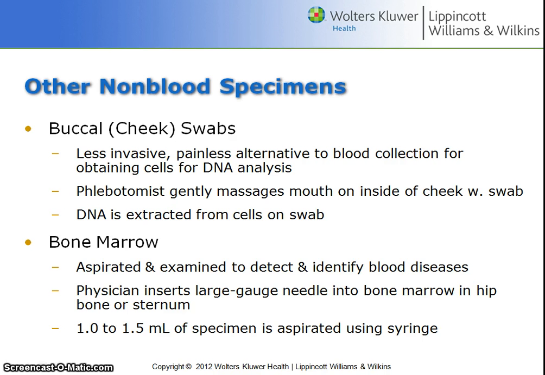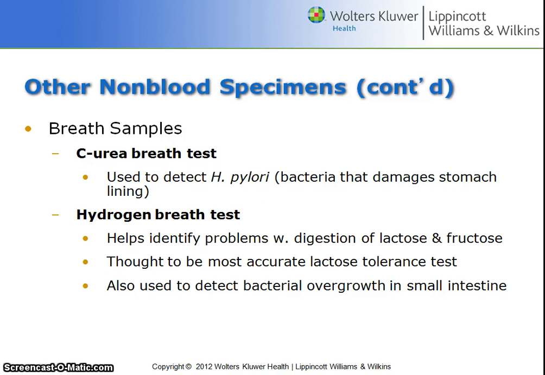Bone marrow, aspirated and examined to detect and identify blood diseases. The physician will collect this using a large needle into the hip. Breath samples. The C-urea breath test is used to detect H. pylori. And hydrogen breath test.